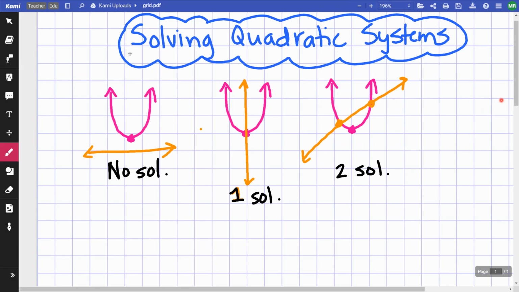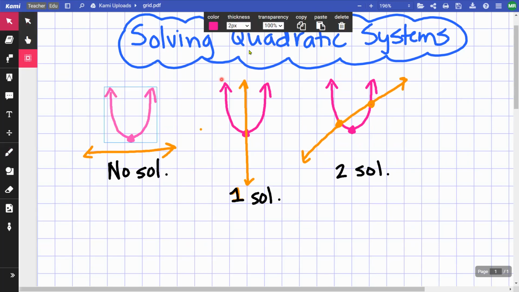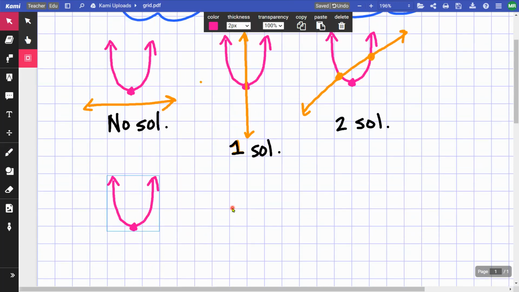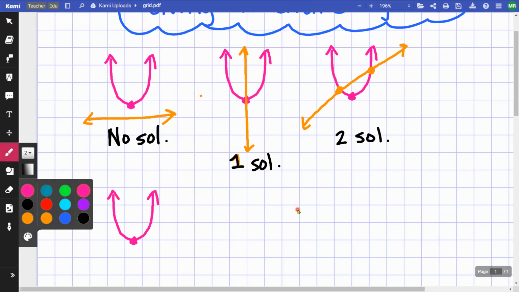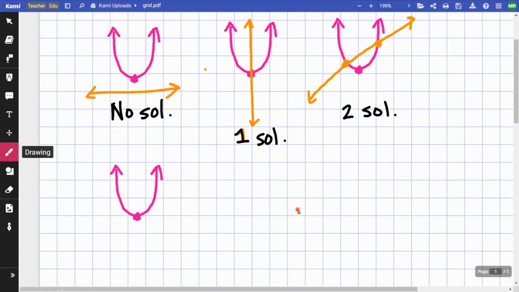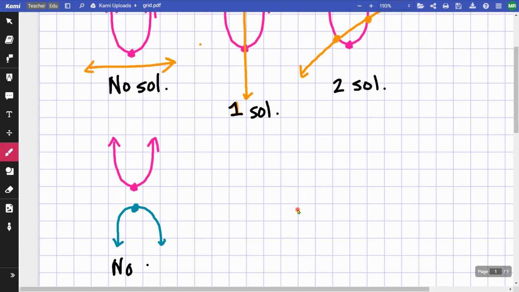Now, we also might have a situation where we have two parabolas. Okay, so let's say we have a parabola, and let's say we have another one in a different color. And let's say that I'm just going to put it below it, where one's opening up, one's opening down, and their vertices are not such a way that they're ever going to be crossing. So this is going to end up being a situation with no solution.